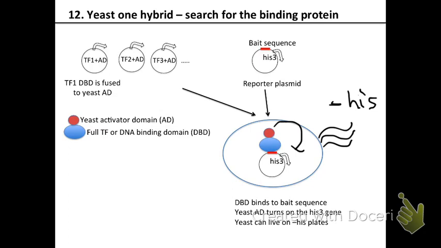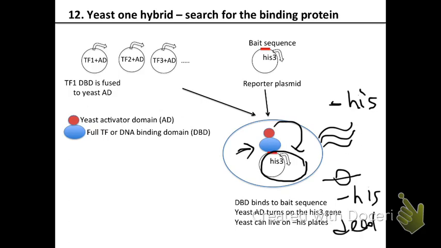What happens if your transcription factor does not bind to the bait sequence? What is going to happen to those cells? If you plate them on minus His, what is going to happen to the HIS3 gene? It's not going to be expressed, right? It does not have the transcription factor binding upstream. It's not going to be expressed, and then these guys on minus His plates are going to be dead, right? Does that make sense? Any questions about yeast one-hybrid?